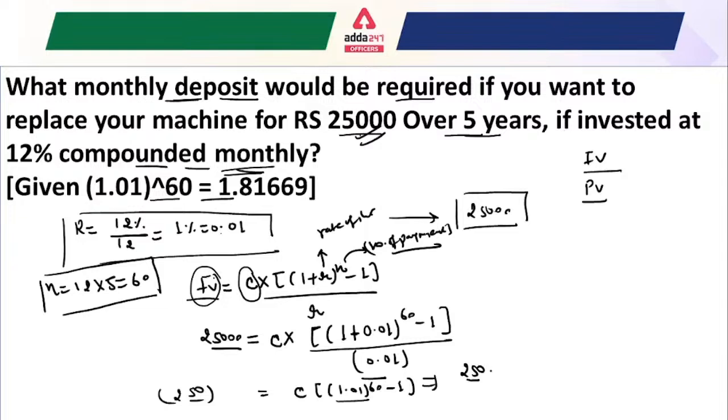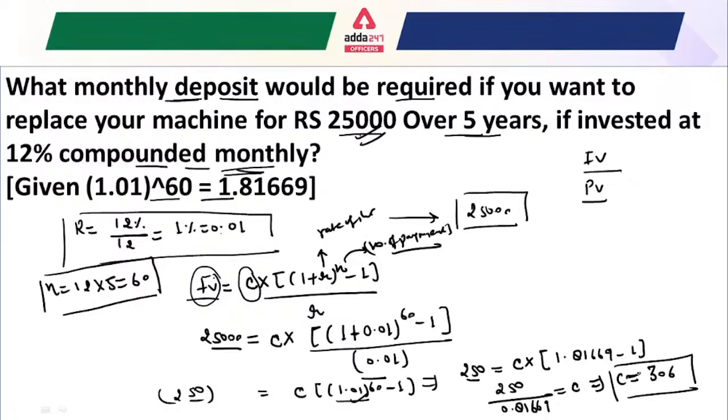After that I will explain how you can solve these kinds of calculations in the examination. This value is given in the question as 1.81669, minus 1, and now 250 divided by 0.81669, and that is the C. So tell me what will be the value of C. That is 306 approximately, right?